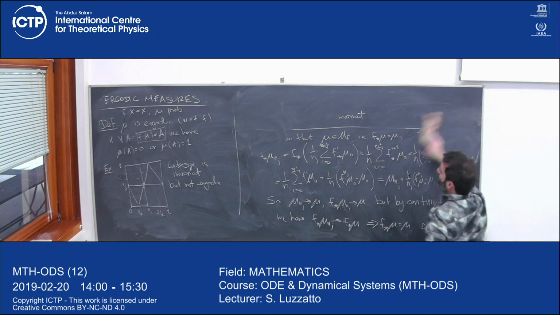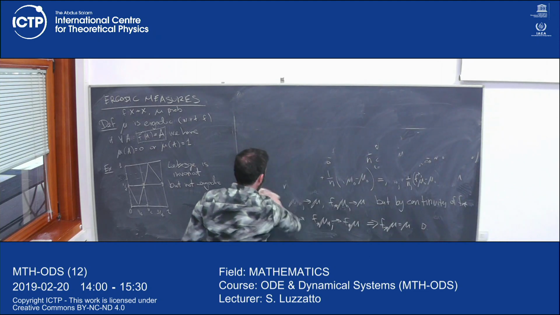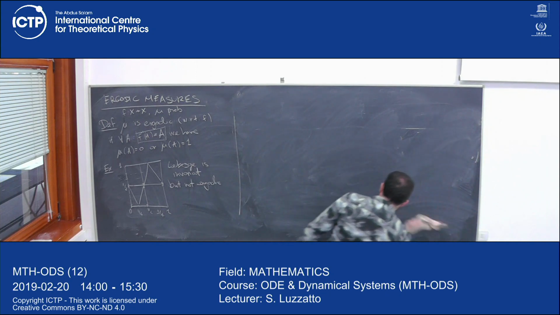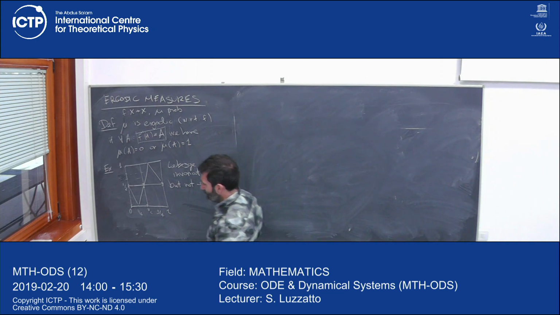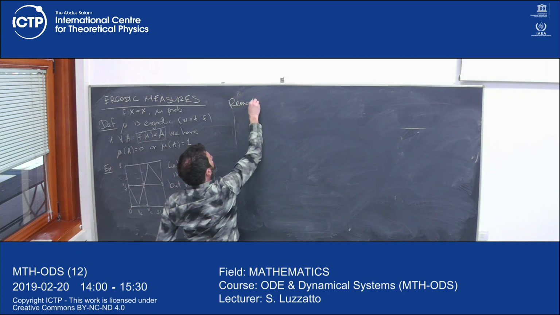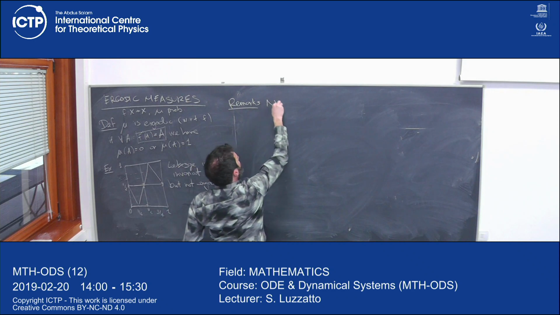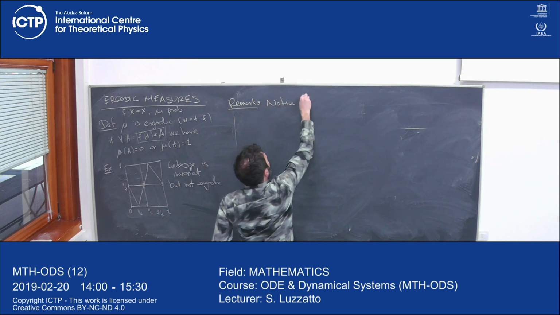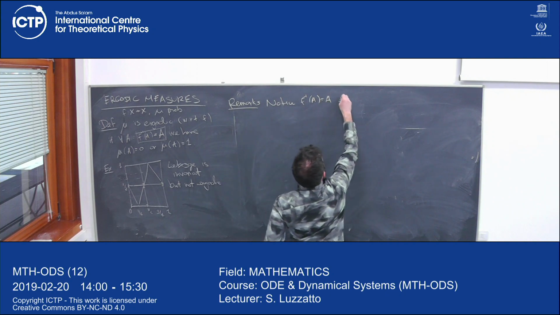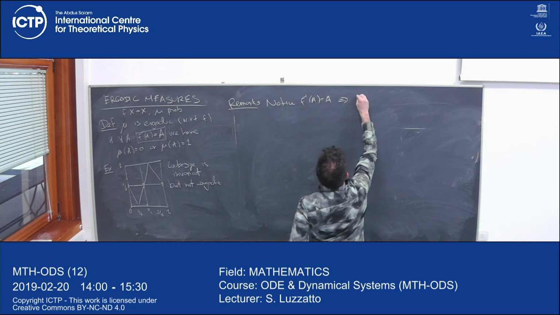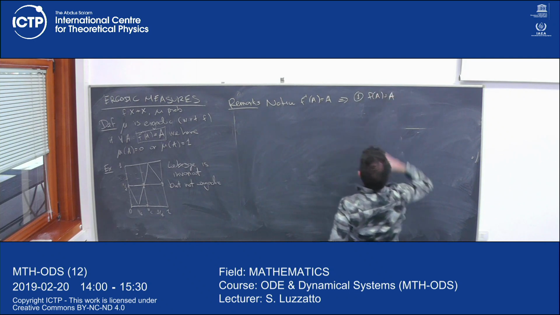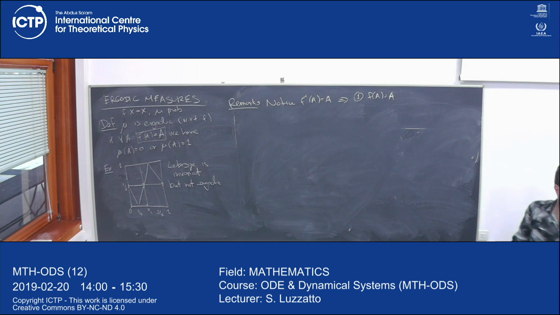So let me make just some remarks about this. Remarks. Notice that f minus 1 of A equals A implies various things. So it implies, first of all, that f of A equals A. Do you agree with that?